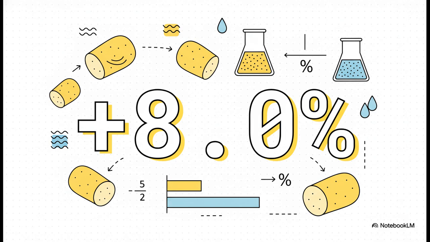Now, why does that matter? Well, it's because your potato cylinders probably didn't all start at the exact same mass. Calculating a percentage levels the playing field and gives us a fair, standard way to compare all our samples. This is a massive math skill for your exam.